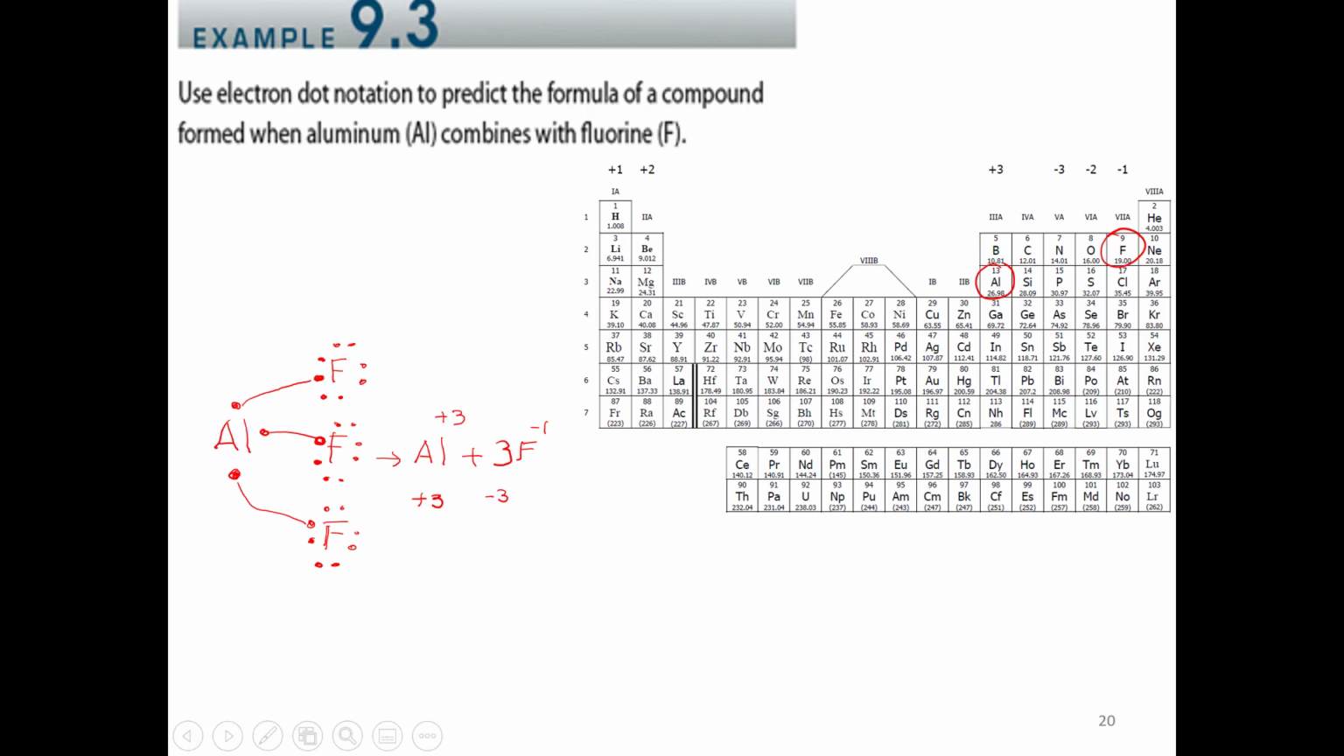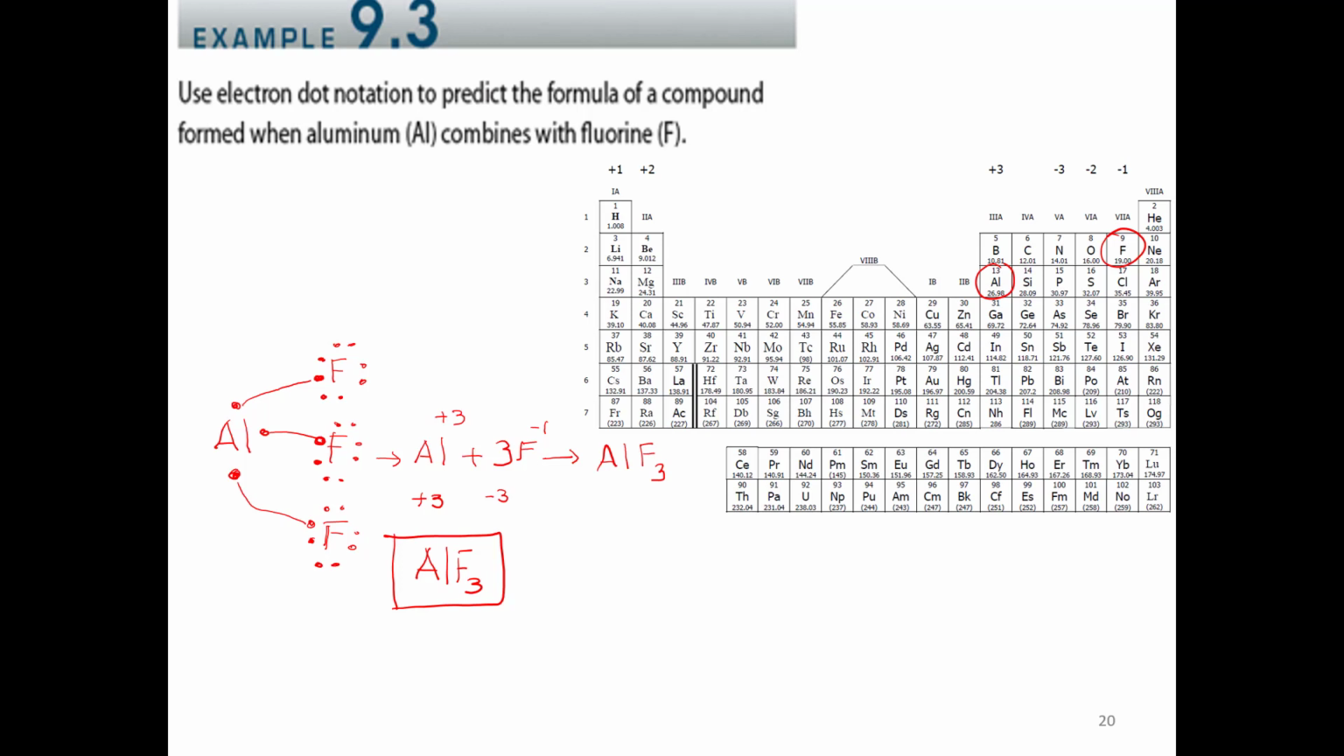And now we can write the formula. The formula will be first the metal, and then the non-metal. And because we need 3 fluorines, we will use the subscripts to write. Then the formula for this will be... this is when we combine aluminum with fluorine. This is the compound we will get.